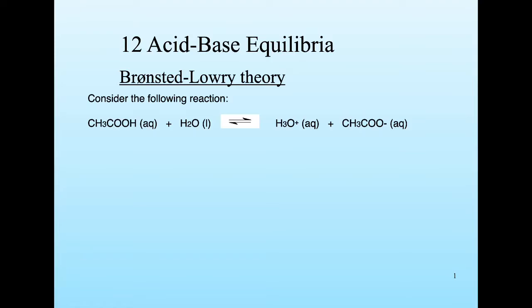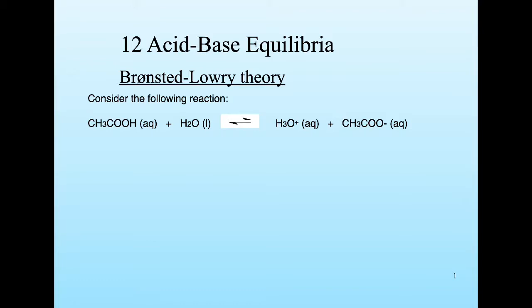Right, topic 12, acid-base equilibria. Now, we're just going to do some basics today, basic definitions and ideas about this Bronsted-Lowry theory. So let's have a look at the following reaction.